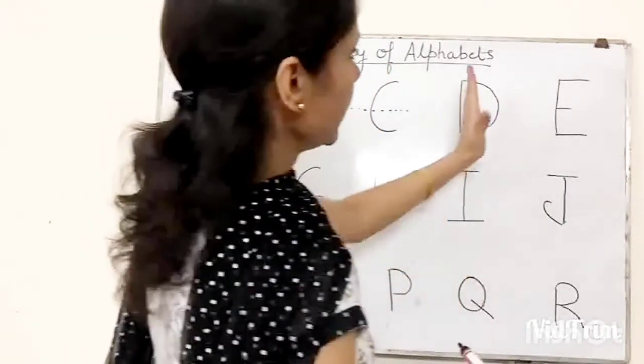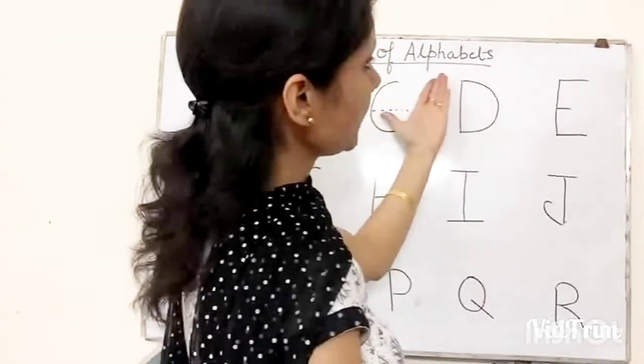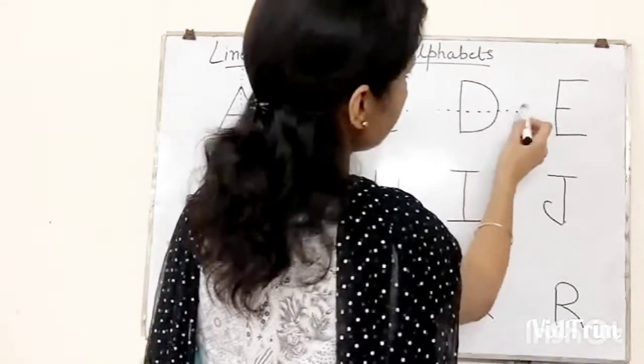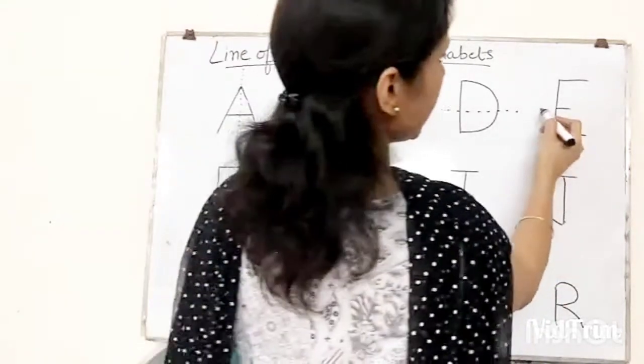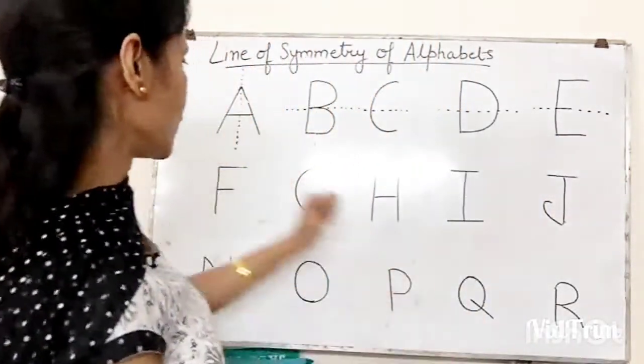Alphabet D, vertical line of symmetry is possible. See, whatever is there on the left hand side is not present on the right hand side, and horizontal line of symmetry exists. In case of alphabet E, again it possesses a horizontal line of symmetry.